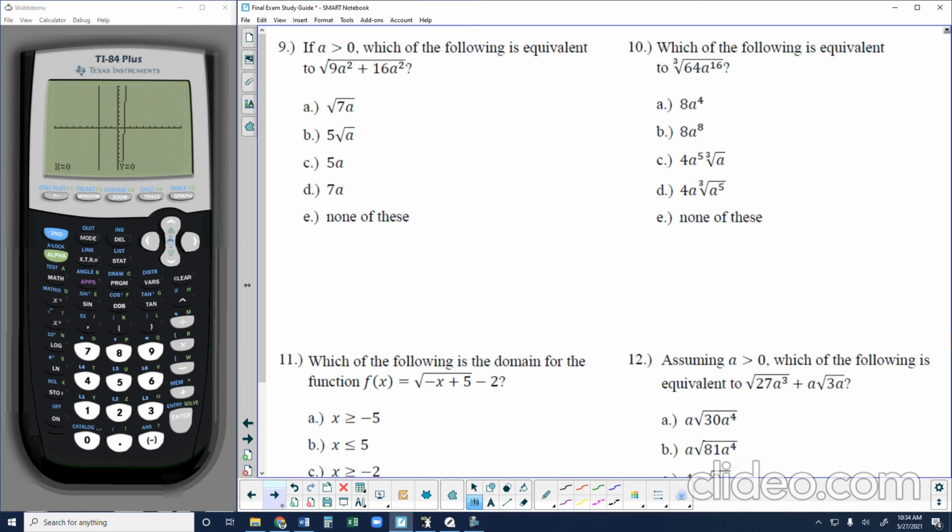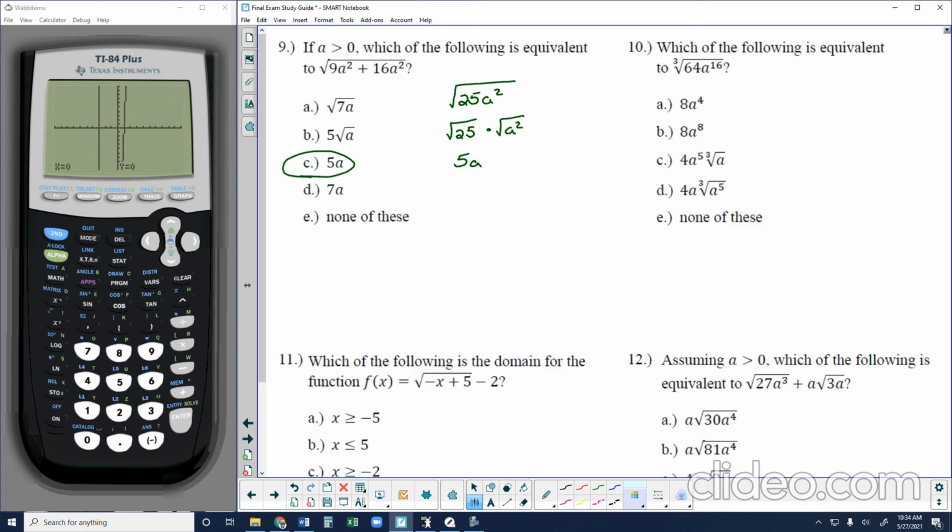Taking a look at number 9, it says, which of the following is equivalent to the square root of 9a squared plus 16a squared? So remember, with square roots, we can simplify this by adding together the terms in the radical expression, the radicand. So this would give us 25a squared. And remember that we can essentially root terms as separate pieces. So these are square roots. The square root of 25 would be 5, and the square root of a squared would be a. So 5a would be the simplified version of problem number 9.